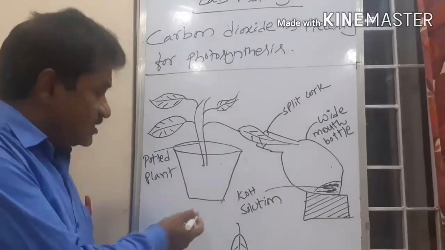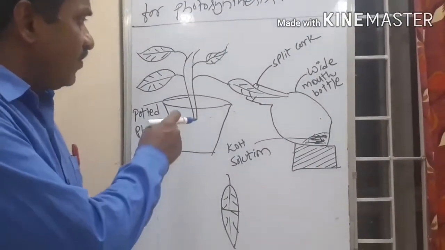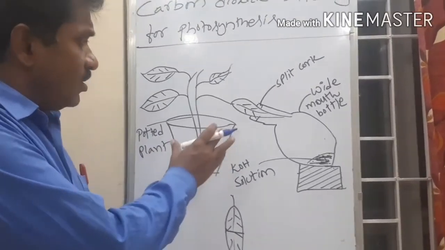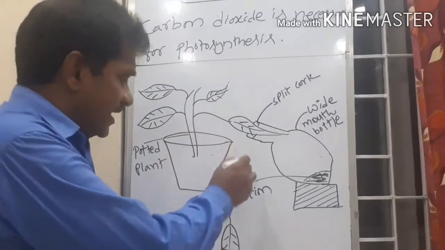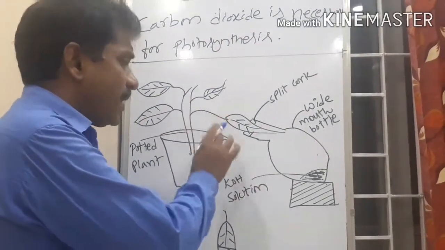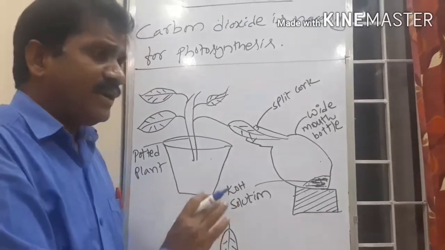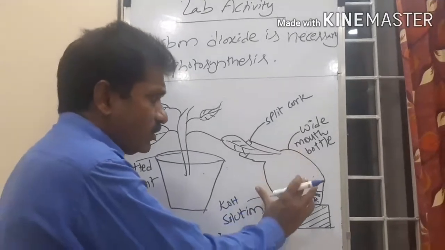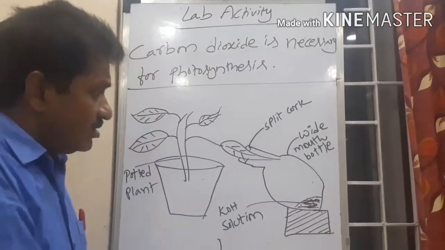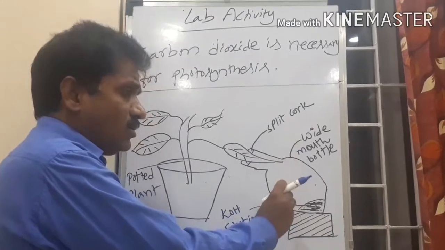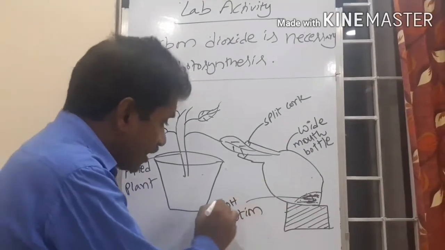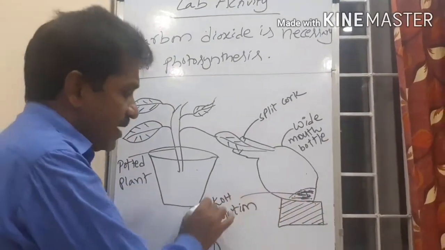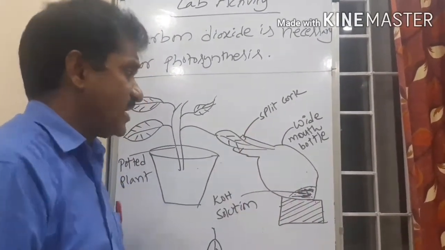Now the procedure. After that, we take the potted plant out of the room and select a long leaf from the plant. After that we take a long wide mouth transparent bottle and place the potassium hydroxide solution in it. This potassium hydroxide solution absorbs the carbon dioxide.